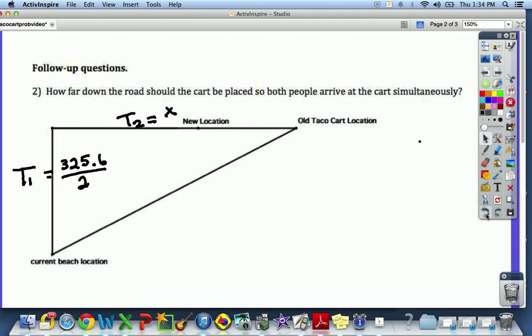X is the distance now from the corner over here where it intersects the road and the new location of the taco cart. And along the road, we can travel at a rate of 5 feet per second.